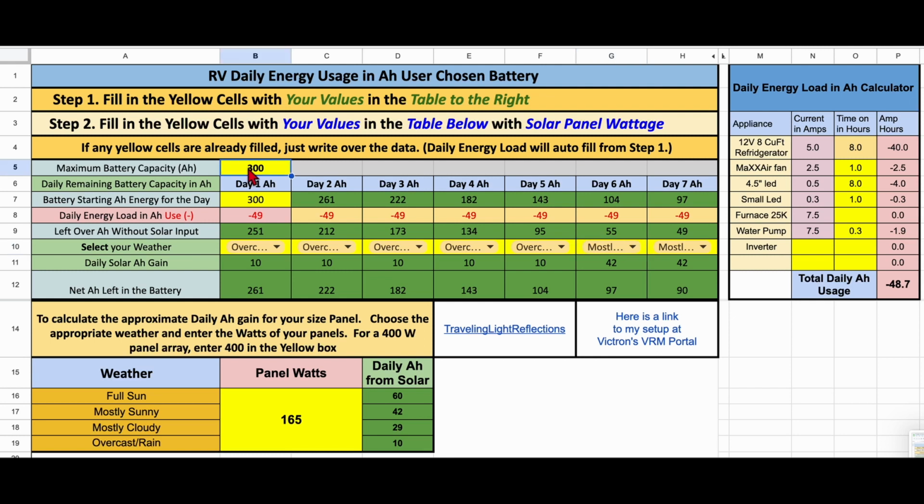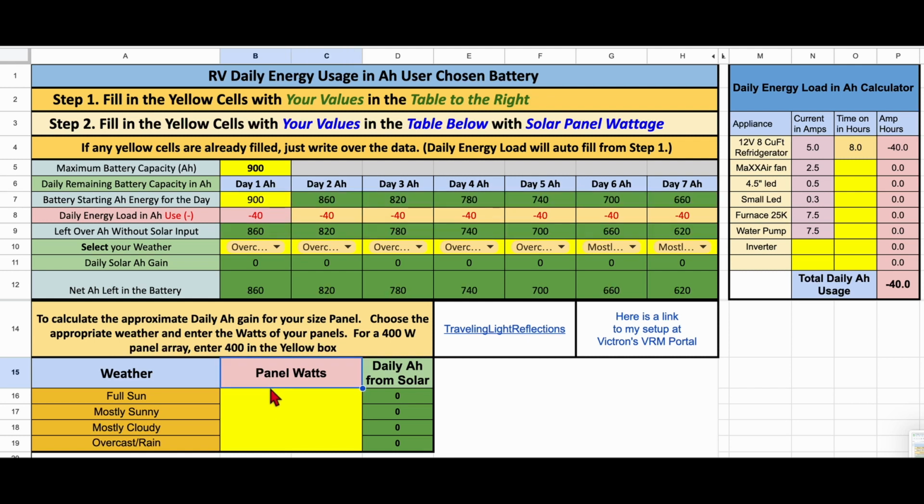Okay, so if you want to use this for yourself, the first thing that I would do is just go right in. Anything you see in yellow, just get rid of it. Change all those values, and now you've got a fresh sheet that you can put your own values in. For me, this is what I have. I've got 900 amp hours of battery. I'm just going to start my day out full.